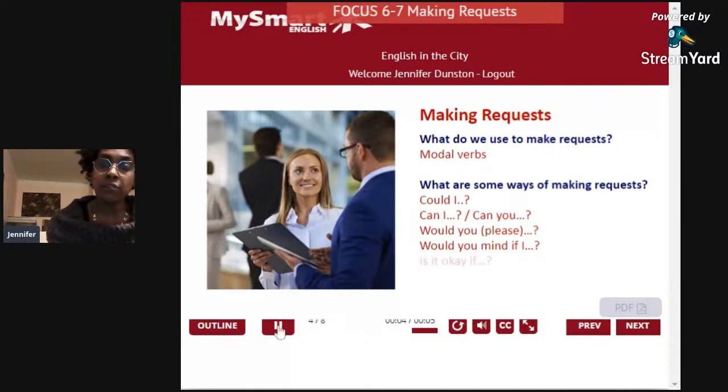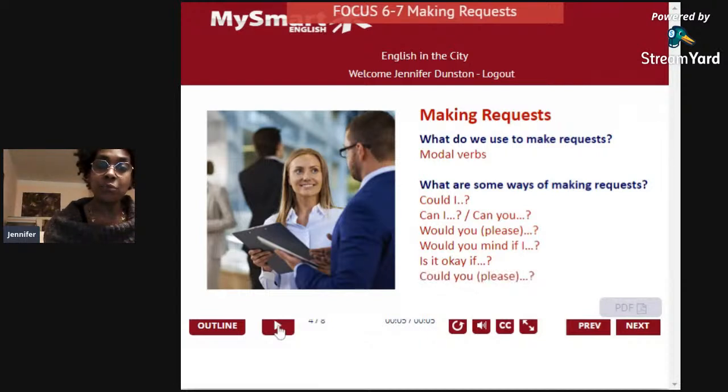Let's take a look at the last one. Is it okay if? Is it okay if is very similar. Would you mind if I? Is it okay if I open the window?